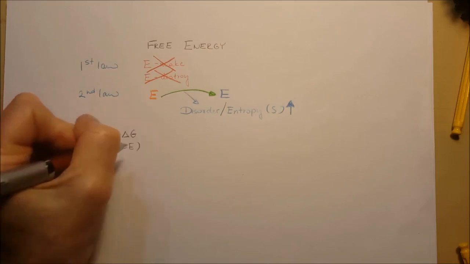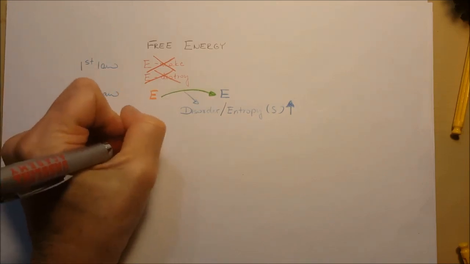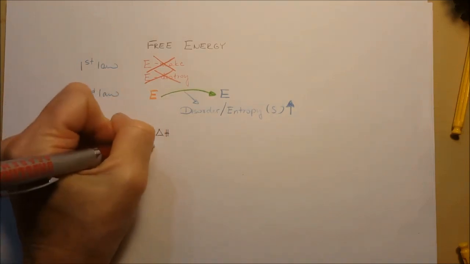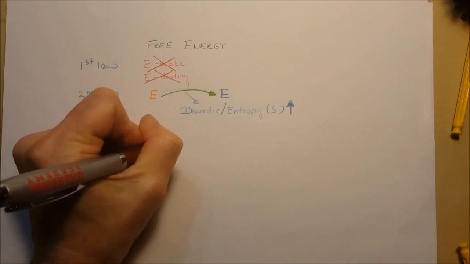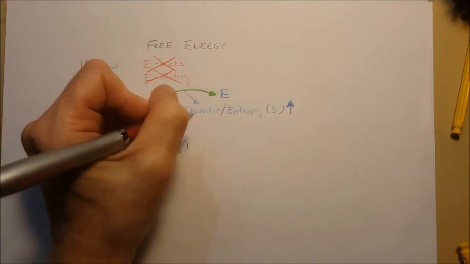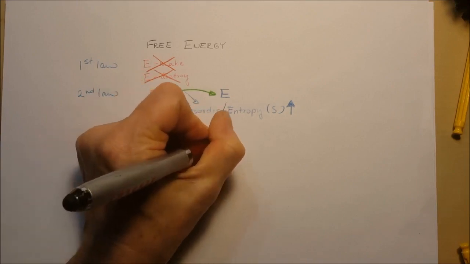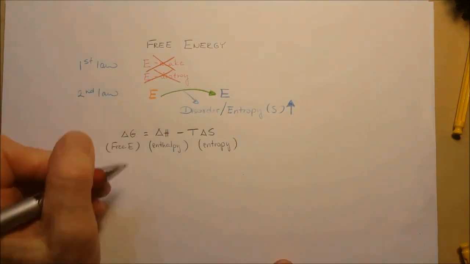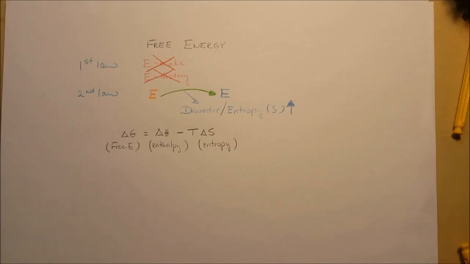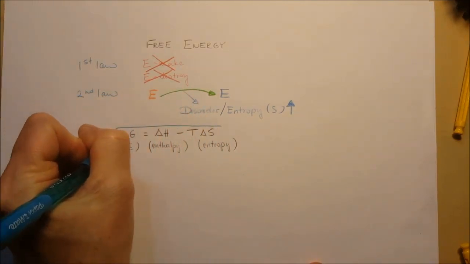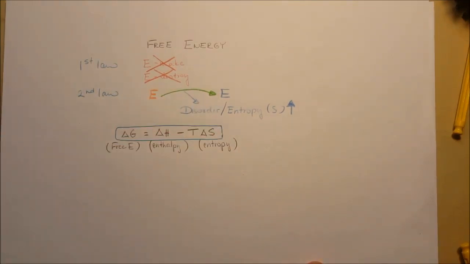So the equation for the free energy is delta G, where G is the free energy, equals delta H, where H is the enthalpy, the internal energy of a compound, minus T delta S. The delta S is the entropy.